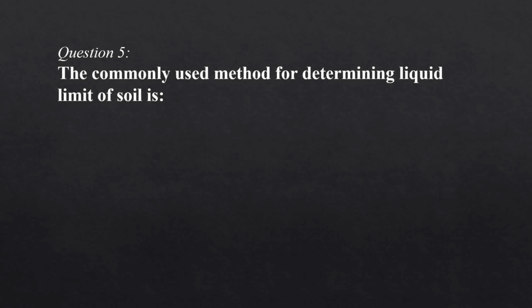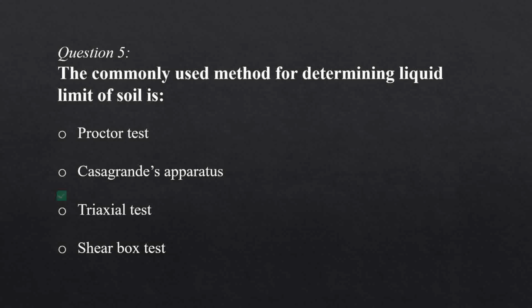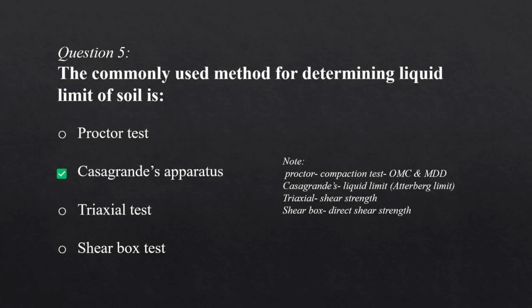The commonly used method for determining liquid limit of soil is called. The correct answer is Casagrande's apparatus. The Proctor test is also known as the compaction test, and it is used to determine the optimum moisture content and maximum dry density. Similarly, Casagrande's apparatus is used to determine the liquid limit, an Atterberg limit. Similarly, the triaxial test is used to determine the shear strength, and the shear box test is used to determine the direct shear strength of the soil.